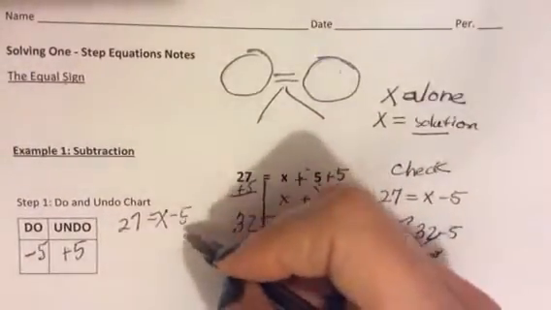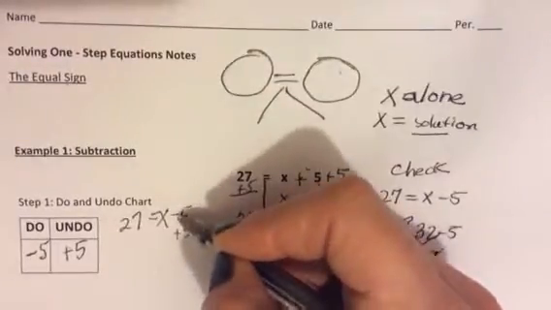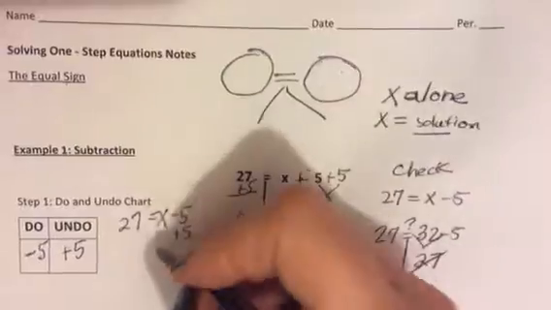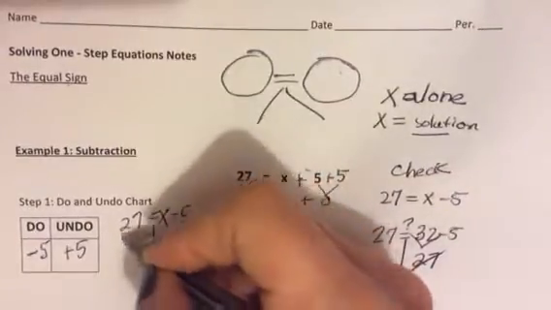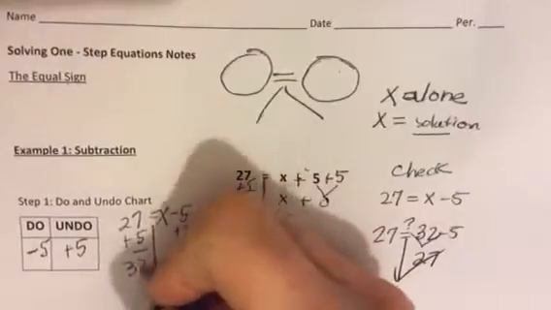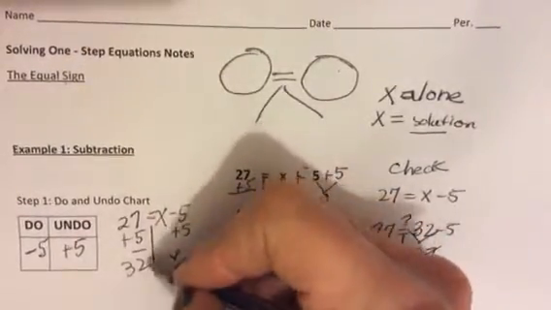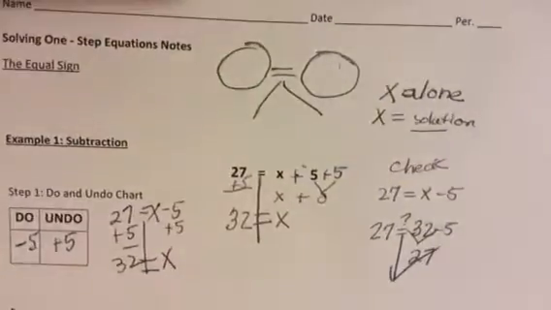So if we add 5 to what is really a negative 5, because that's like adding negative 5, and we add 5 to both sides, then we get 32. And again, negative 5 plus 5 is 0, and x plus 0 is x alone. So we have x is equal to 32. Just another way to do it.